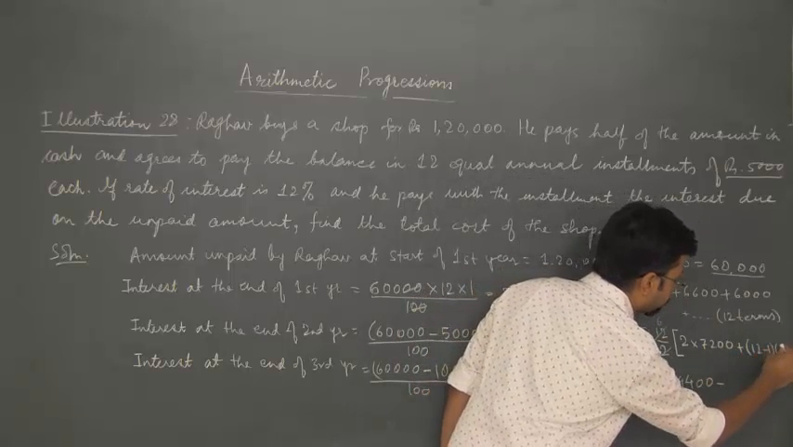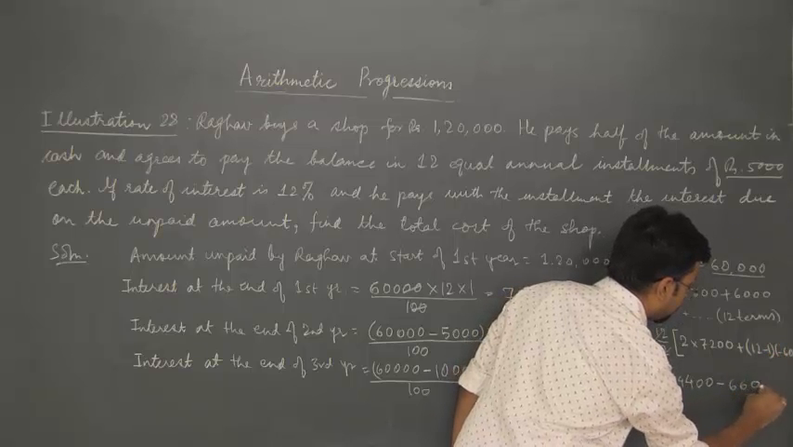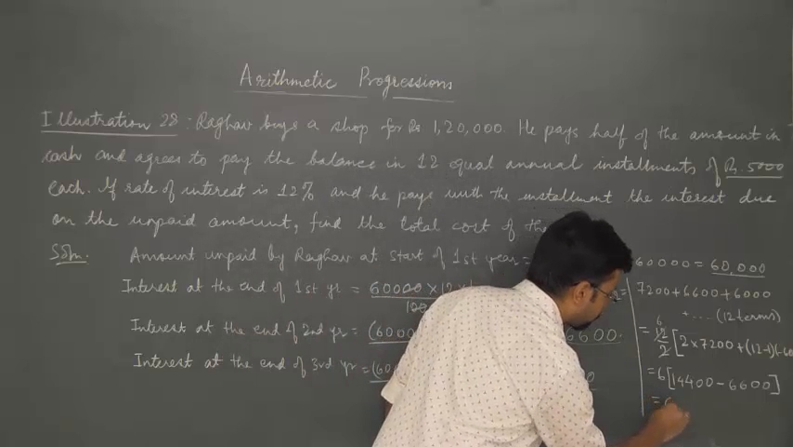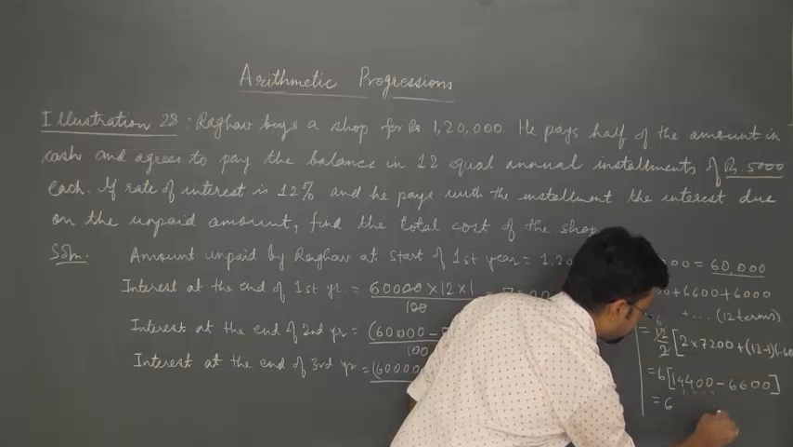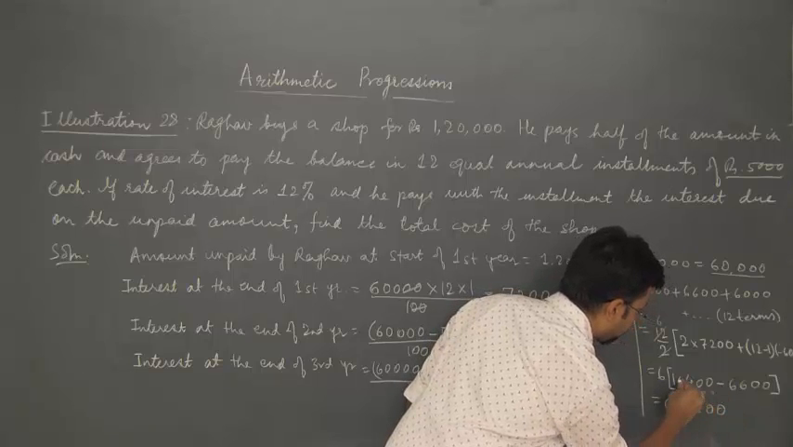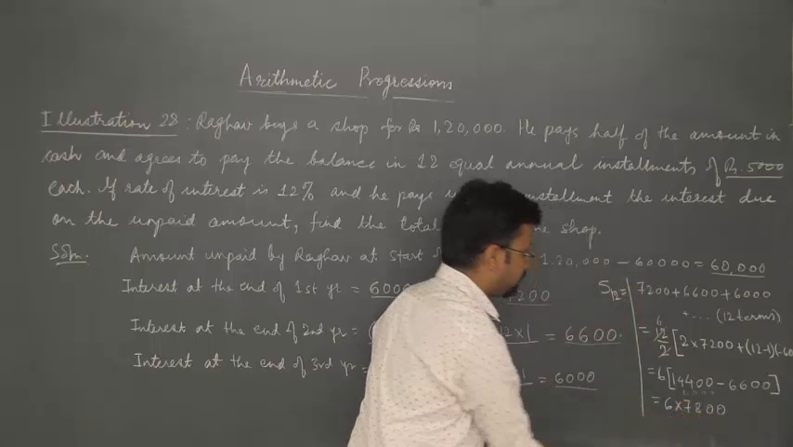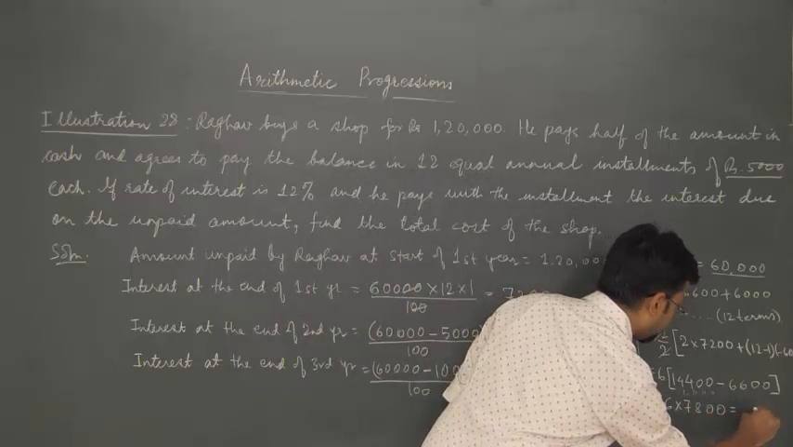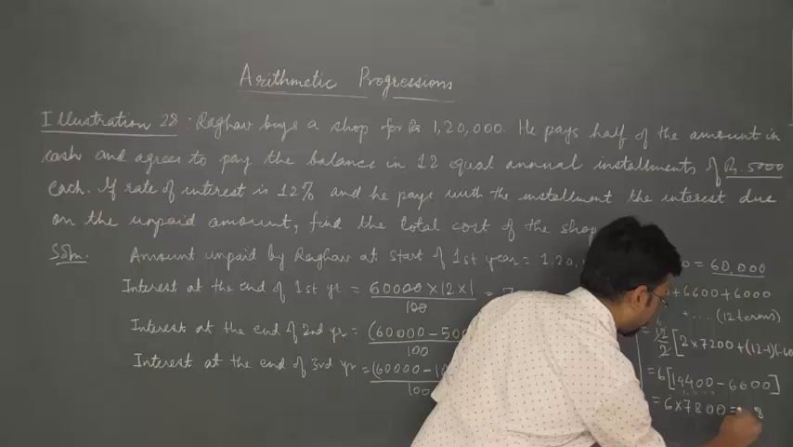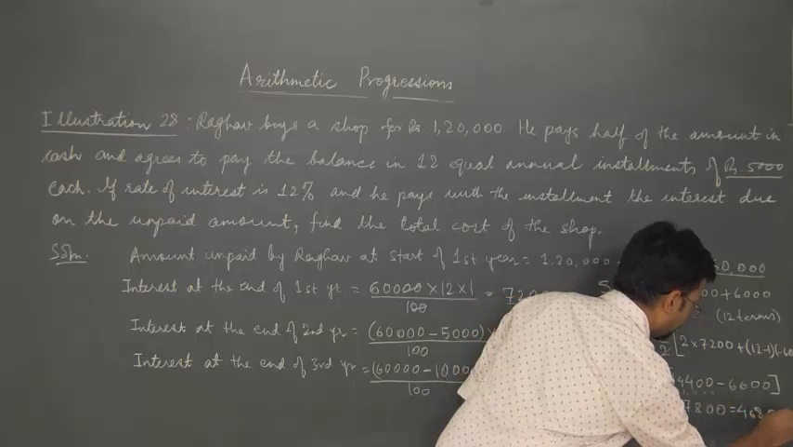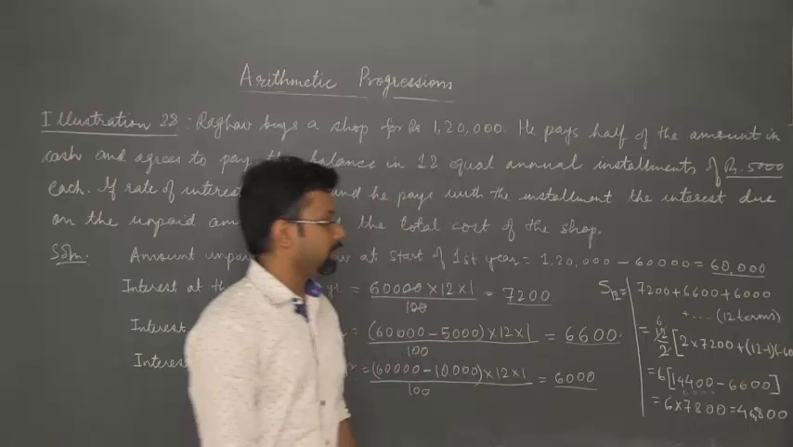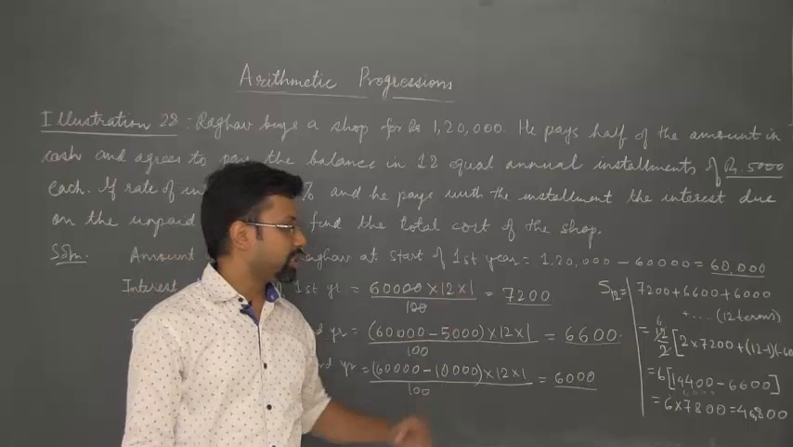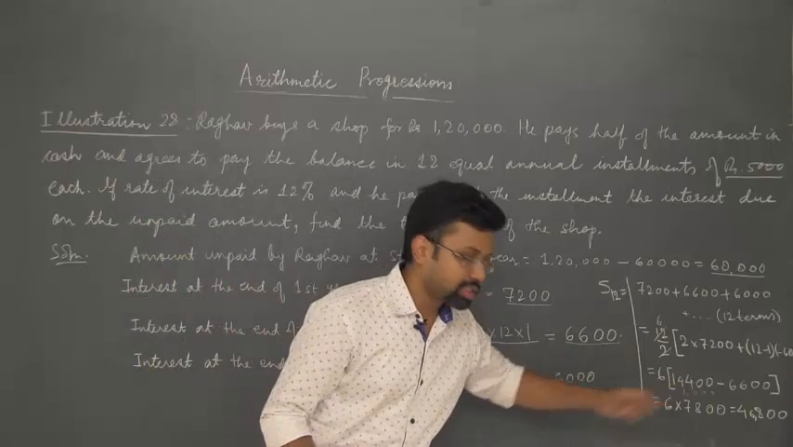So you have 6,600 we have to subtract, right? So what do we get here? 7,800 into 6, and this would come out to be 46,800 rupees. So the total interest that he needs to pay for 12 years would be 46,800.